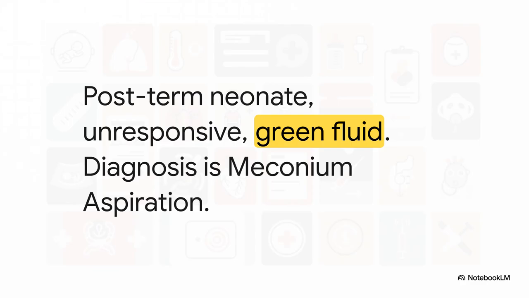A post-term neonate is born unresponsive in severe respiratory distress and is surrounded by green amniotic fluid. Diagnosis? Meconium aspiration syndrome. The green fluid in a post-term baby makes this a pretty straightforward call. It is not persistent pulmonary hypertension of the newborn. That would feature clear fluid, structurally clear lungs on the X-ray, and severe cyanosis caused by a right-to-left shunt.